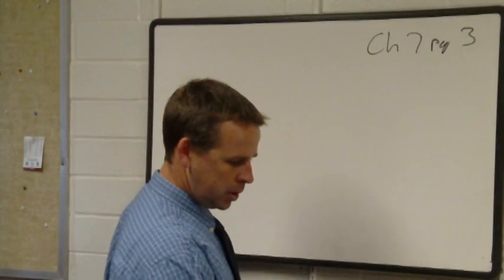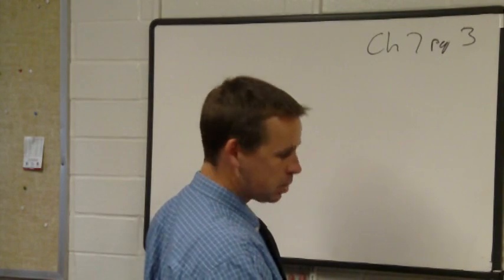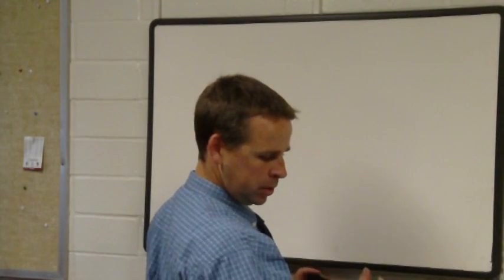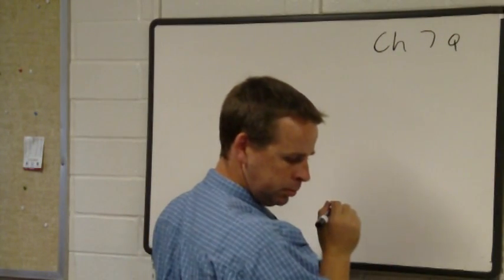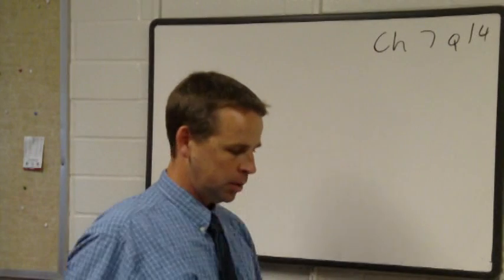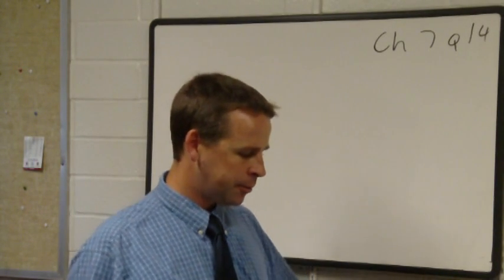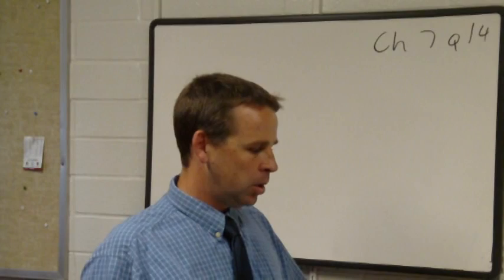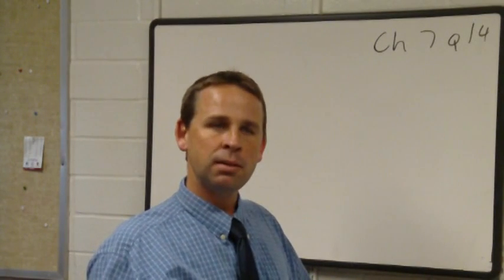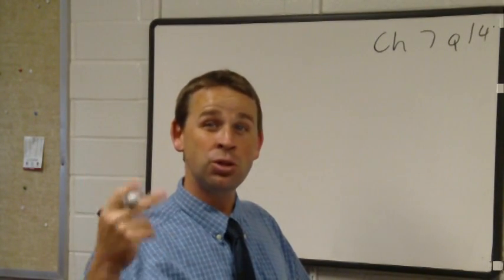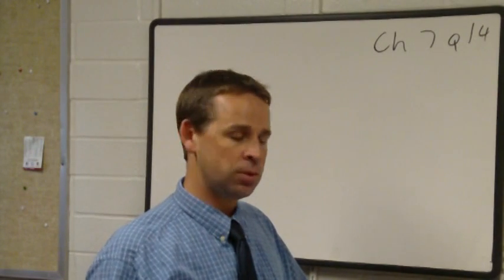Number 11, which of the following is an isoelectronic series? Isoelectronic, what does that mean? Electronic refers to electrons, and iso means the same, so the same number of electrons. If we look at O2 minus, for example, how many electrons does that species have? Oxygen by itself has 8 electrons, and the 2 minus means it's gained 2 more. So O2 minus has 10 electrons.